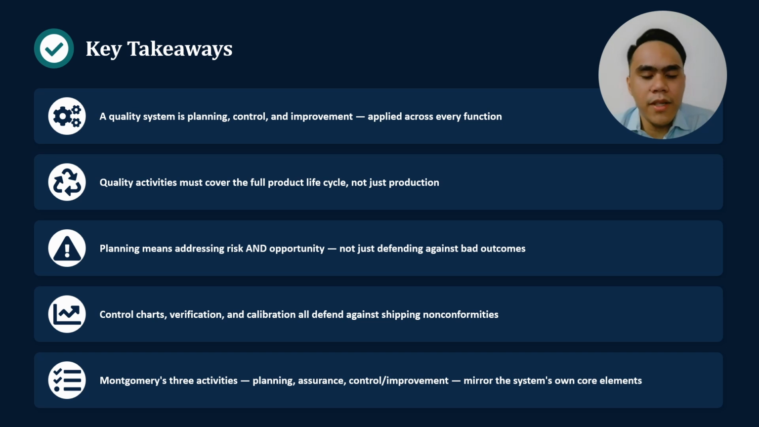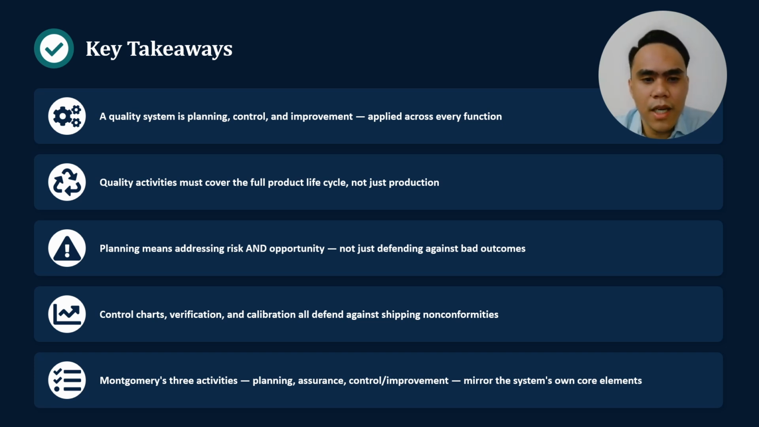So let's bring this topic all together with five closing points. So first, a quality system is planning, control, and improvement. It applies across every function in the organization: the marketing, the design, the purchasing, and process. So it's not only for the quality department.